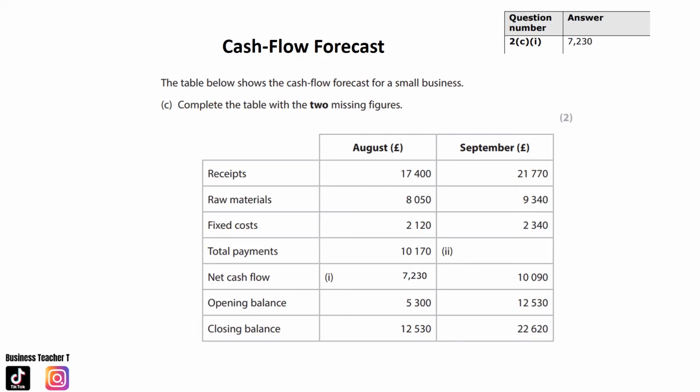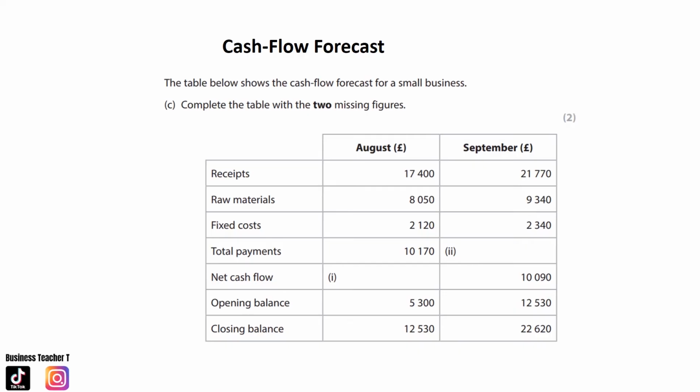For the next part, you need to calculate the total payments, and that was raw materials and the fixed costs. So raw materials at 9,340 and fixed costs at 2,340. The answer is 11,680.